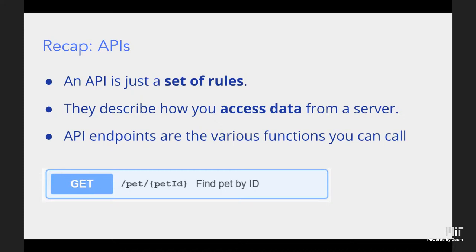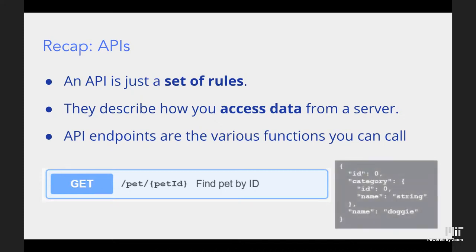So let's say you could have a GET /pet/{petId} API call. And you can almost imagine this being like a Python function, right? Like get pet by pet ID. And it might be producing this output. So we have our ID, we have some category, we have a name. And again, an API is just a set of rules. So an API is describing the output that you would get from sending this GET API request.